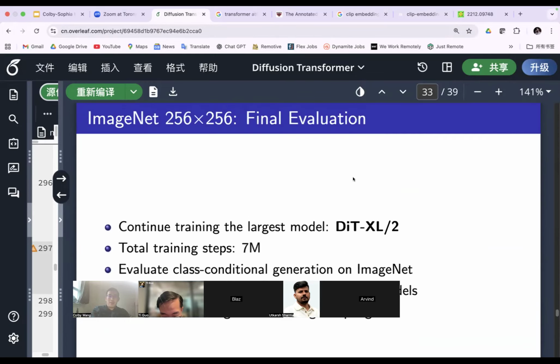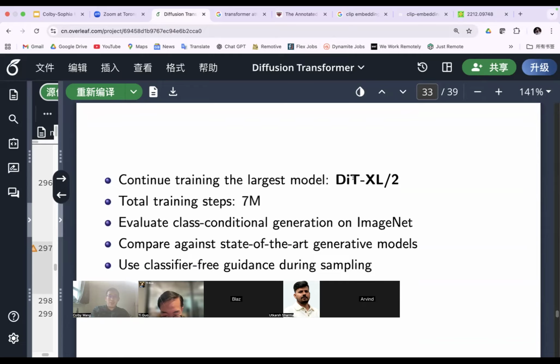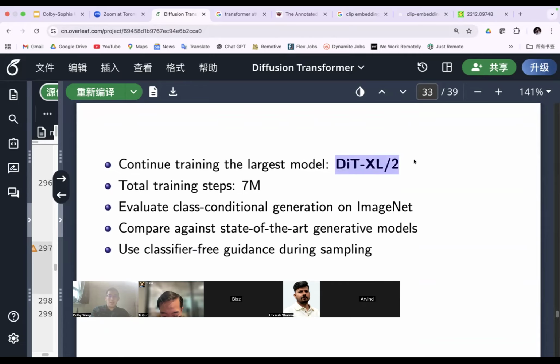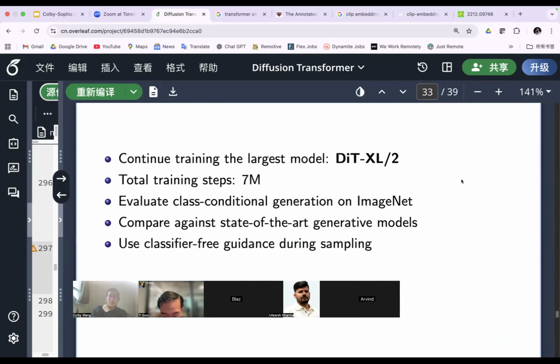And the final evaluation is a bunch of numerical stuff. We train the largest model with the smallest patch size. We train it for 7 million steps, and we evaluate class-conditional generation on the ImageNet dataset. We compare against state-of-the-art generative models, and we use classifier-free guidance during sampling.